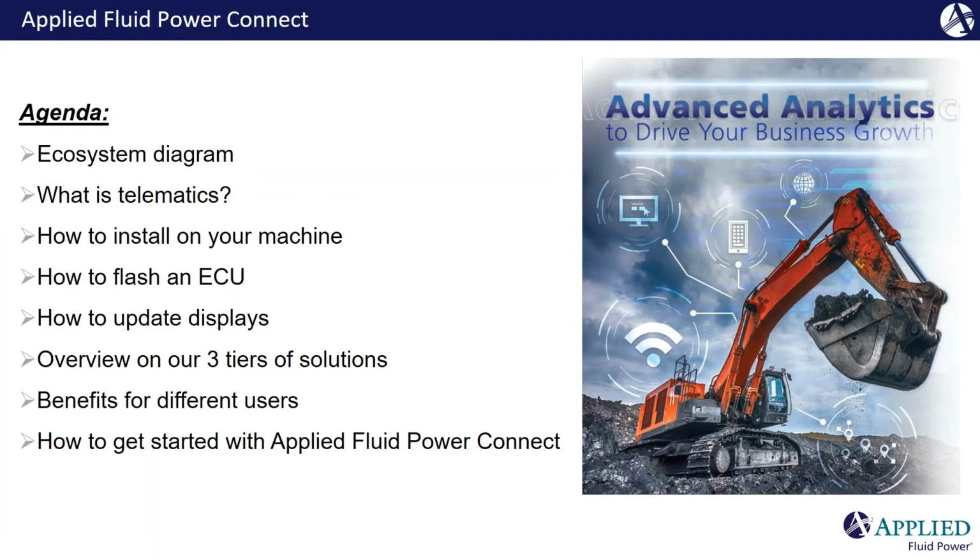Then we're going to talk a little bit about the three different tiers of solutions that we have, tiers 1, 2, and 3, and how they might best suit your application. And then what are the benefits for each of the different users that would use our solution. And then ultimately, we're going to talk about how you can get started with Applied Fluid Power Connect.